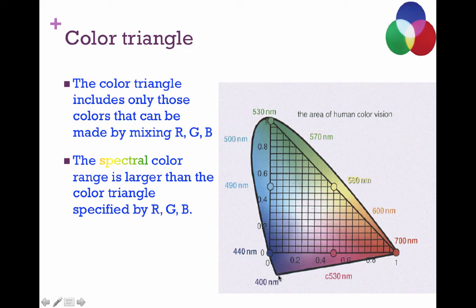So look at this picture. It's got this horseshoe-shaped thing around the triangle. The horseshoe is all the colors human vision can see. The triangle is all the colors we can make by mixing red, green, and blue on our computer screens.